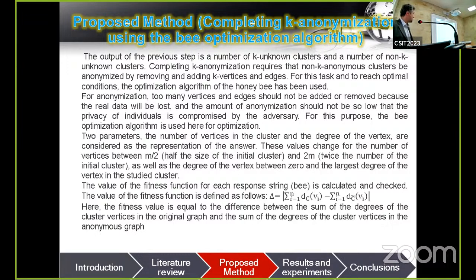For this purpose, the bee optimization algorithm is used here. We have two parameters in the honeybee representation: the number of vertices in the cluster and the degree of the vertex. They are considered as the representation of the answer. The value changes for the number of vertices between m divided by 2 and 2m, as well as the degree of the vertex between 0 and the largest degree of a vertex in the studied cluster. And here you can see the fitness function delta, that is the summation of dC(vi) from i equals 1 to n minus the summation from i equals 1 to n of dC̃(vi). This fitness function must be minimum.